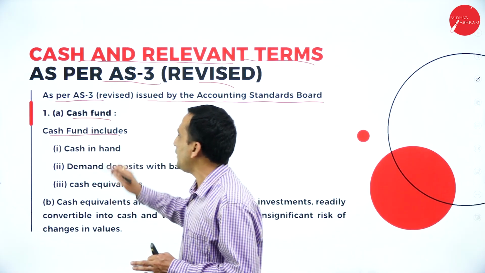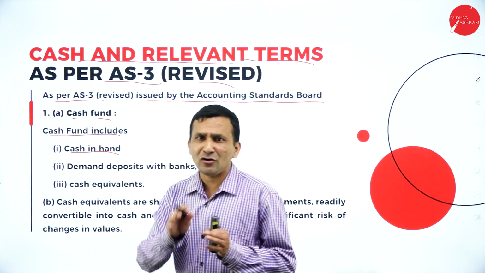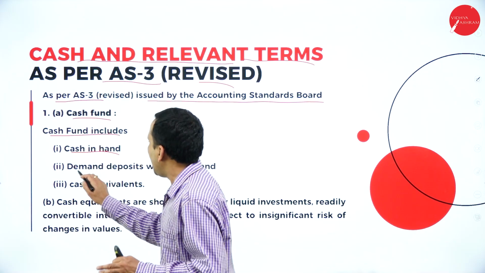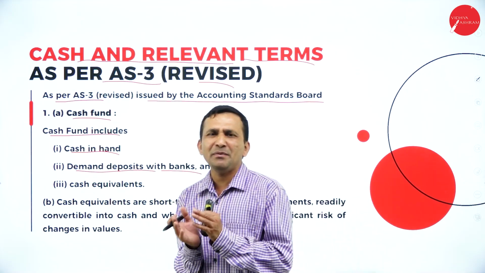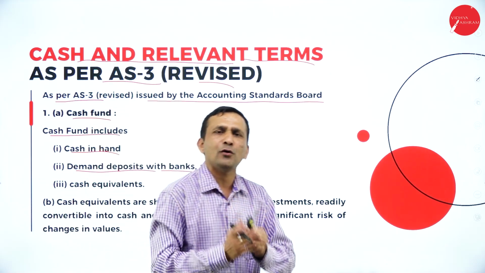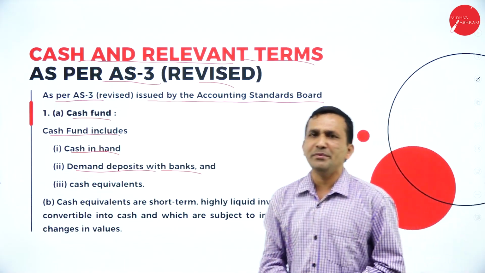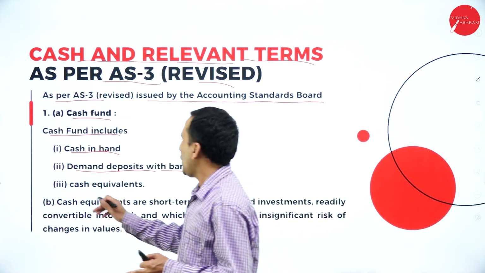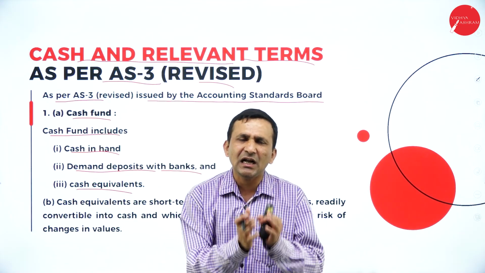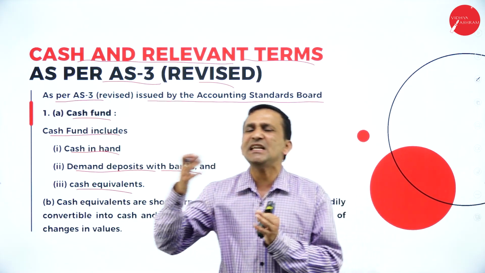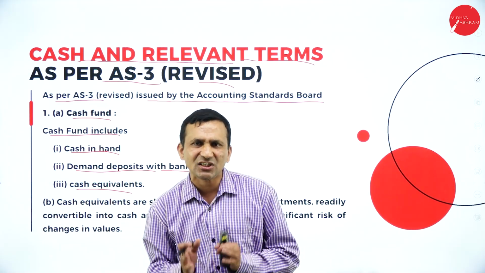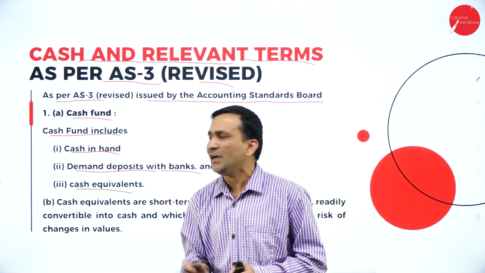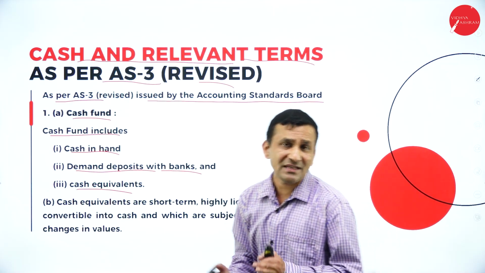The cash fund includes cash in hand, because the business maintains a sufficient balance for running a smooth business. And the demand deposit with bank. If any business or organization opens a current account in the name of the business, they are maintaining a balance in the account, which is nothing but your demand deposit. And cash equivalent means what? Any convertible, marketable security that, when you sell it, easily you can get the cash. Whenever you need to find out the liquidity position, if it is easily converted, a marketable security is the best example.